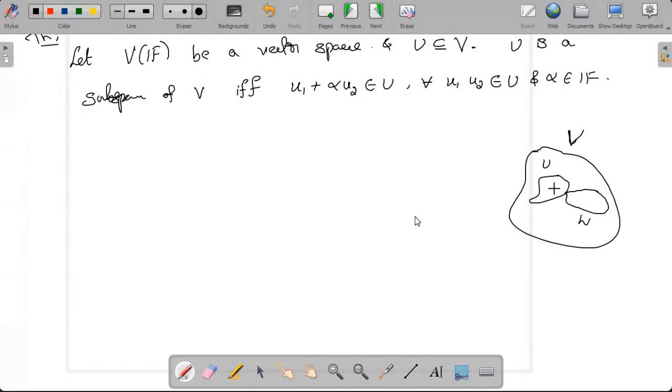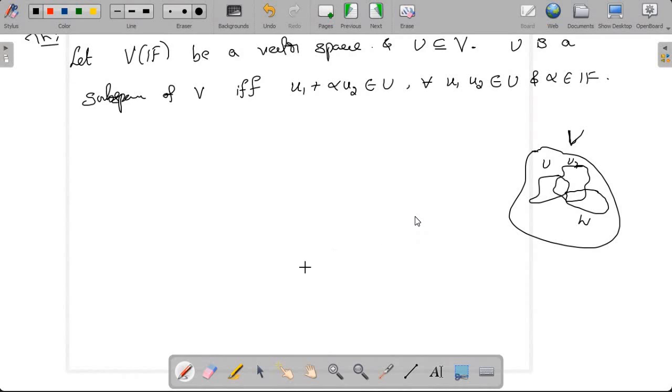Every subspace should contain zero. That's why if you take any two subspaces of a vector space, definitely zero will be there in their intersection. You may have more than zero. Let me assume there is another subspace. Let me write it as some u2.